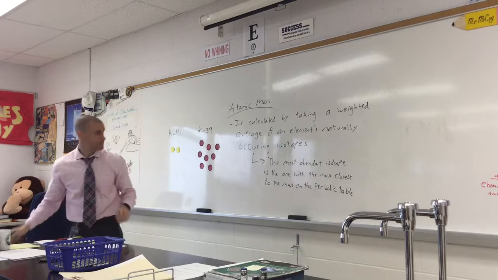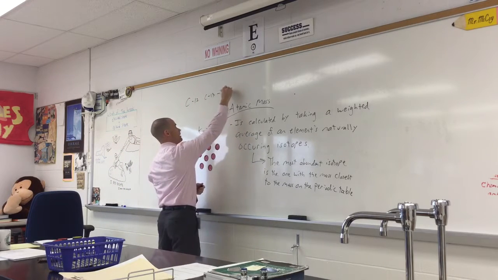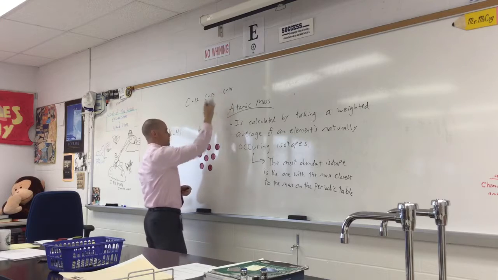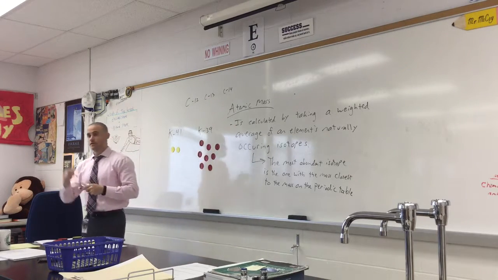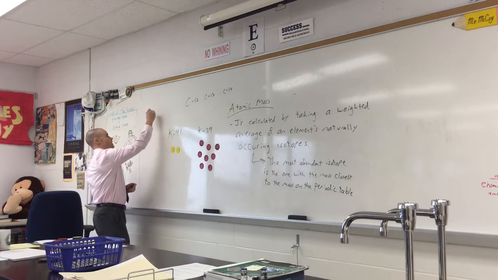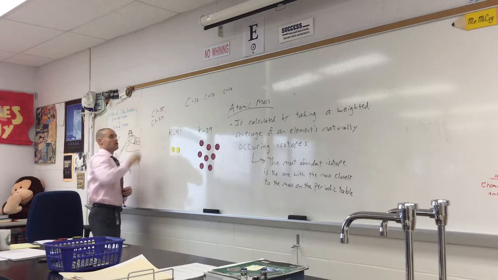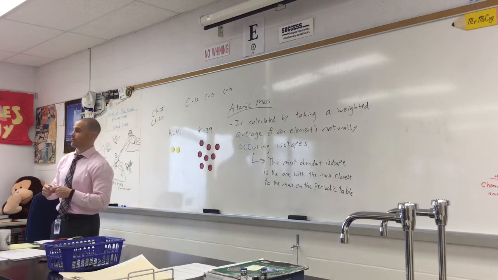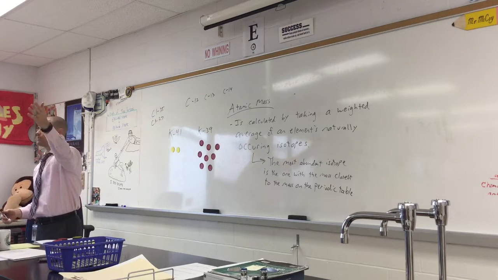Okay? What about back to carbon? 12, 13, 14. Which one is the most abundant? 12. Why? Because it's closest to the mass. The mass is 12. Okay? I know chlorine has two. Cl35, Cl37. Which one's most abundant? 35. Why? Because that mass, it's closer to 35 than it is 37.